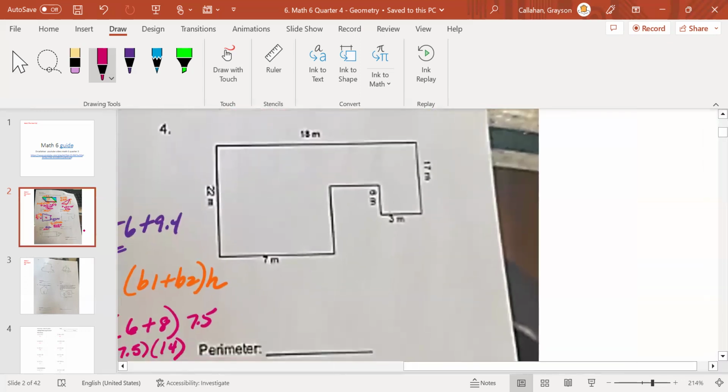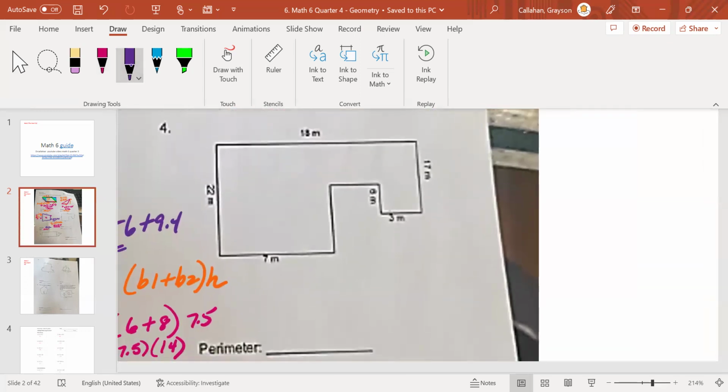Okay, number 4. So let's start with the perimeter. Tell me how you will find the perimeter of this. All the numbers together. Okay, so what are the numbers? 22, 18, 7, 6, 3, and 17. What's this number here? But that's not it. What about this part right here and this part right here? You can't just add the numbers together. You gotta literally go around the entire thing.